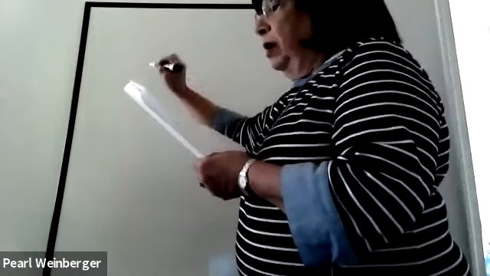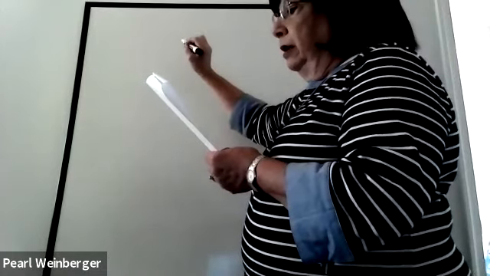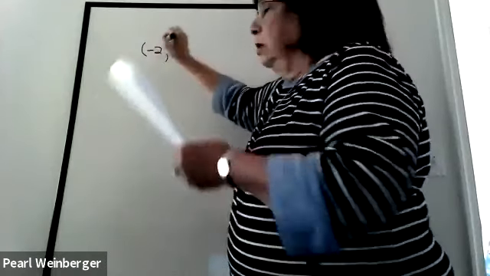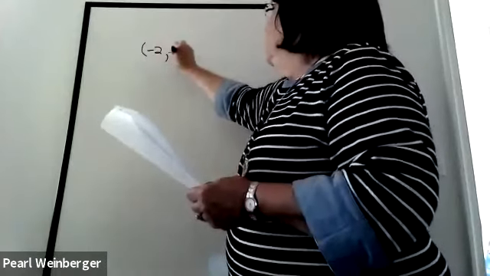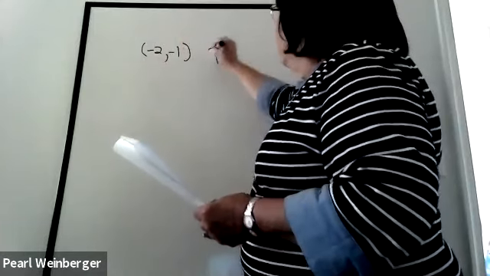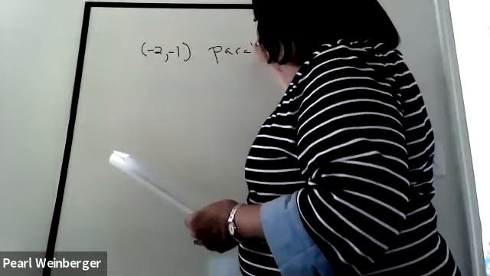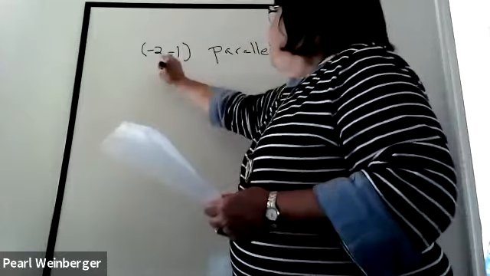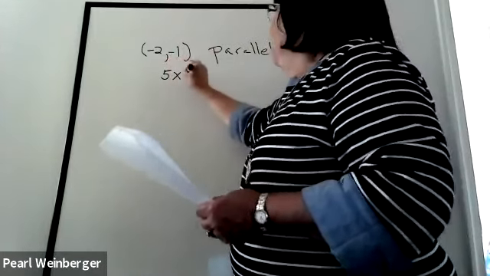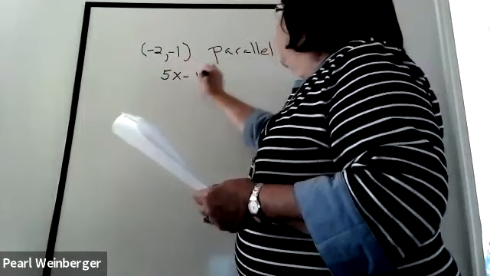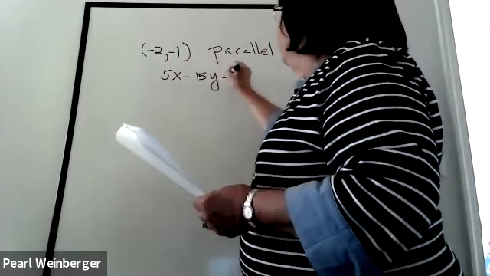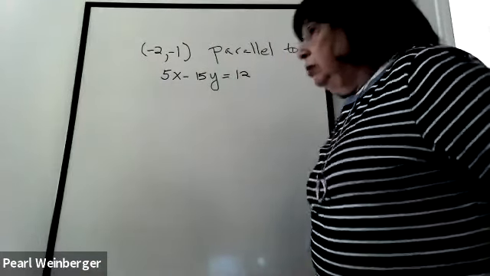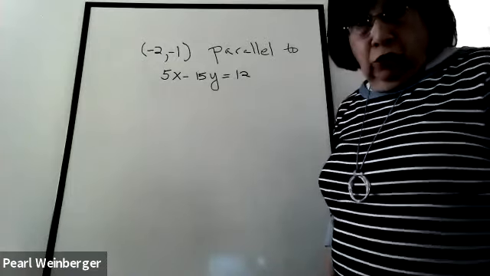I want to write the equation of a line that goes through the point -2, -1, and is parallel to the line 5x minus 15y equals 12. Okay, I'm going to work this one out, and then I'm going to give you a few to try on your own.